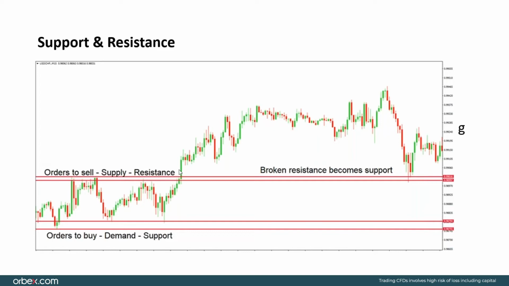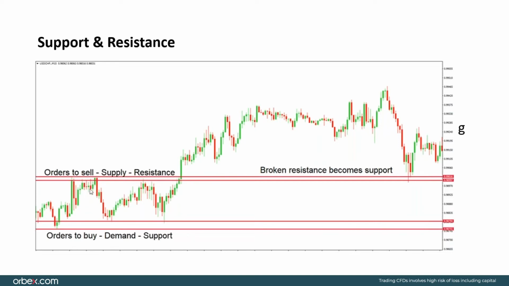However, at the point that price breaks through this level, we know that demand has overwhelmed supply. So we know that buyers have outstripped the strength of sellers and taken price higher. So we now know that at this level, where there was previously good supply, there is now good demand. And so once price is above that level, once price trades back down into it, we're now looking at that level as being a strong level of demand instead of a strong level of supply.